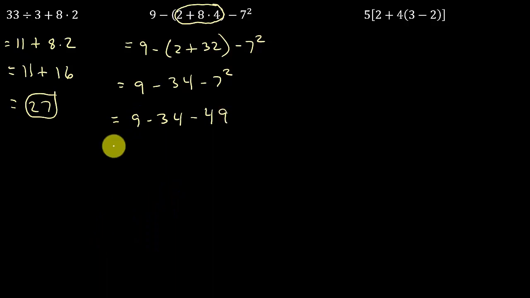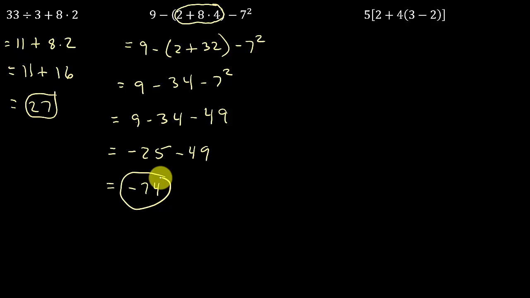All right. So now let's see what we've got. So now we've done all the exponents. There's no multiplication or division. So now we go to addition and subtraction. Well, we've got subtraction, and yes, you could subtract all those at one time, but let's just do the 9 minus 34. So 9 minus 34 is negative 25. And then I'll put my minus 49. And then I do negative 25 minus 49. And that is going to give me negative 74. And there's your answer.